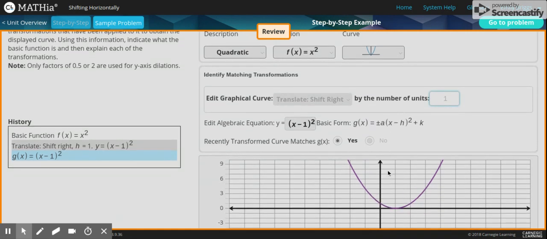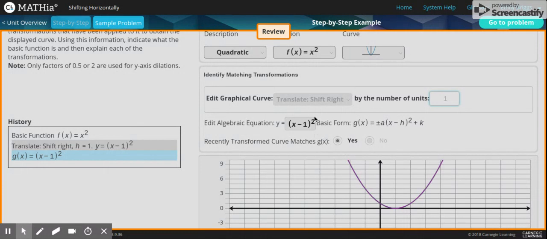So then I chose shift right because the basic function was over here. It was right here at this dot, and I had to shift over to this dot right here. And so I had to shift to the right by 1. And then when I wrote it, I wrote x minus 1 in parentheses to the power of 2, or squared.